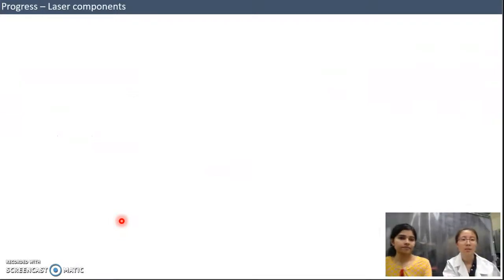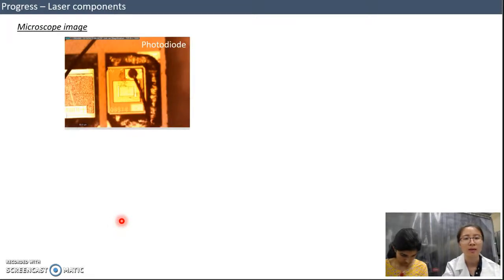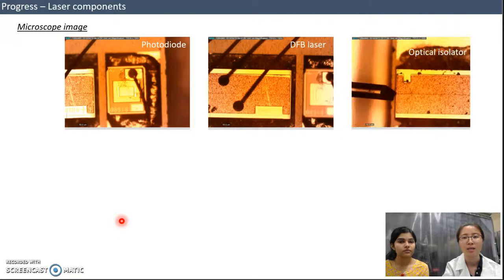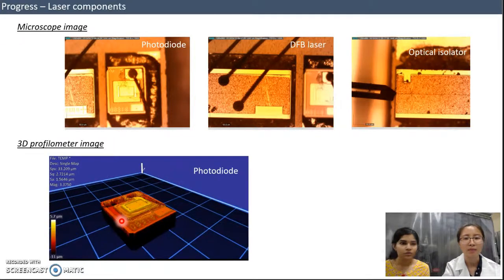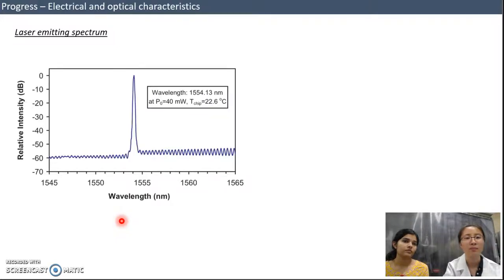Thank you. For the current progress, the first thing we were able to do is to observe this device using the microscope to tell what components we have inside. So the first thing we have is a photodiode to be able to measure the output power from the laser, and then we have the DFB laser itself, and then the optical isolator. And with that we also measured the components with the 3D profilometer, with the photodiode and also the DFB laser. And we were also able to measure the laser emitting spectrum, which is shown here.